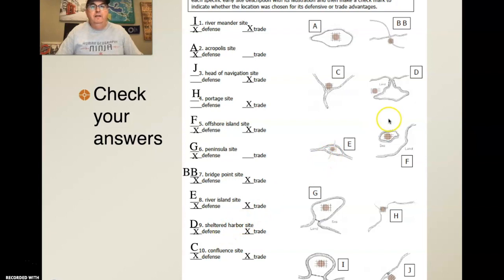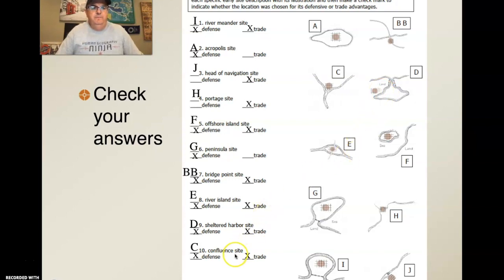Sheltered harbor site, D, right here. You've got a harbor, and it's sheltered. Good for port, boats, things like that. Excellent, excellent, excellent for trade, but there's also some defensibility capabilities there too. Like Boston would be a classic example of this, and New York City.